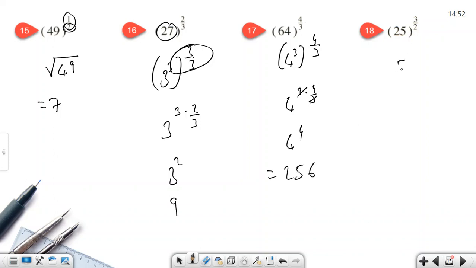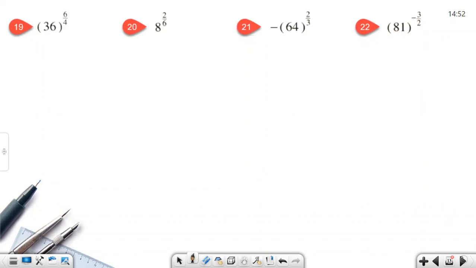256. Here again, 5 squared power of 3 over 2, 5 power of 2 times 3 over 2, the 2s cancel each other, 5 cube, 125. Oh, there are lots of examples.